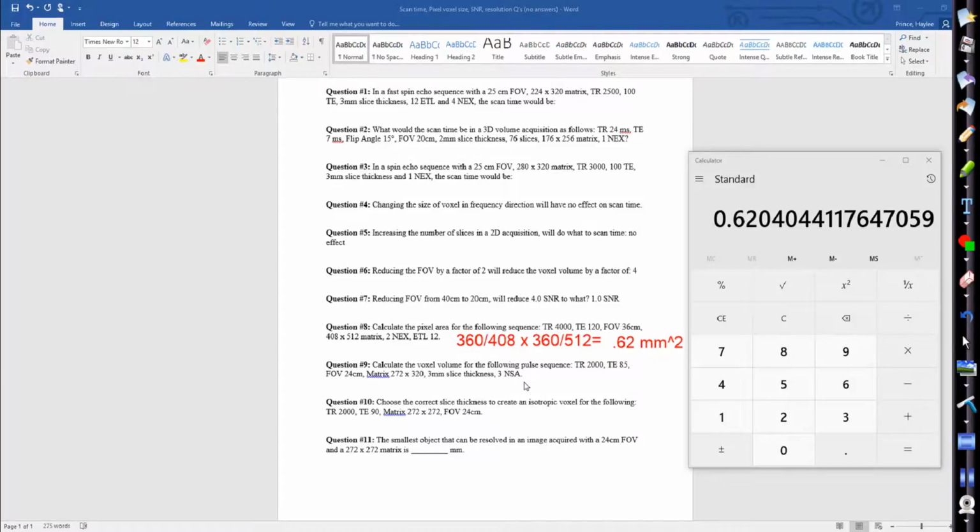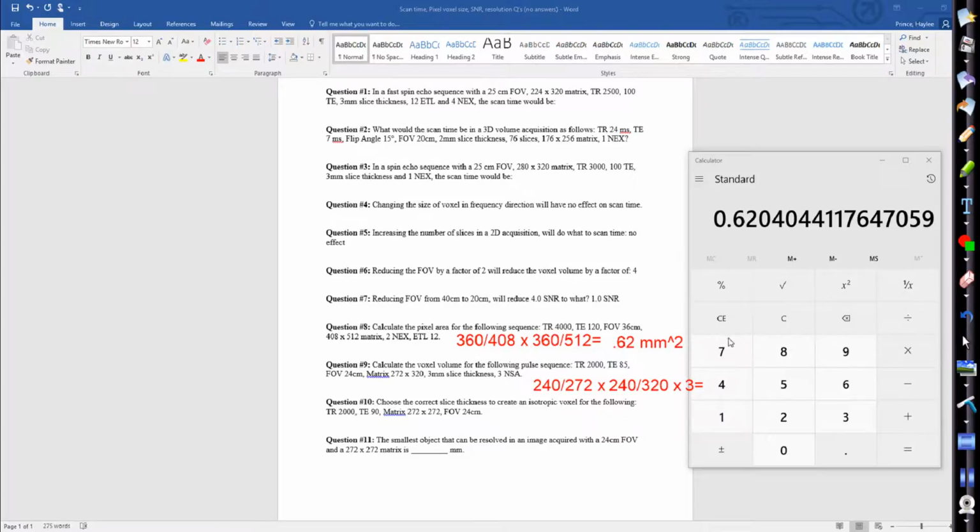All right, the next one, voxel volume. So what's our answer going to be in? Cubed. Perfect. So the only thing we have to add on to this is our slice thickness. So once again, let's do the quick conversion of field of view, 24 centimeters, to millimeters. So we have 240 divided by 272 times, once again, 240 divided by 320. And then you multiply that by our slice thickness, which is 3 millimeters.